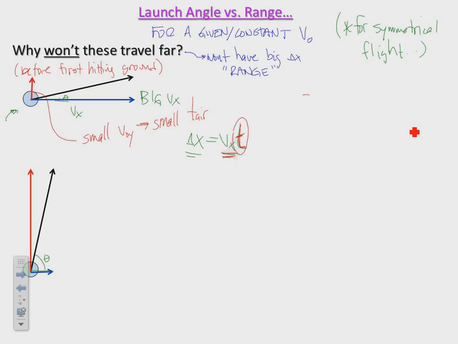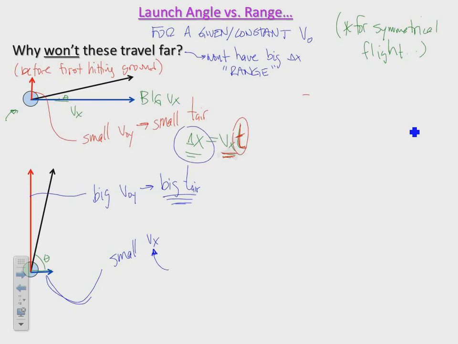Now this one is the opposite, right? This one has, wow, a big initial vertical velocity, so that's a big time in the air. However, the whole time it's in the air, it's got this really small Vx. So I don't care how long you're in the air for, if you don't travel fast horizontally while you're in the air, you're not going to go very far.